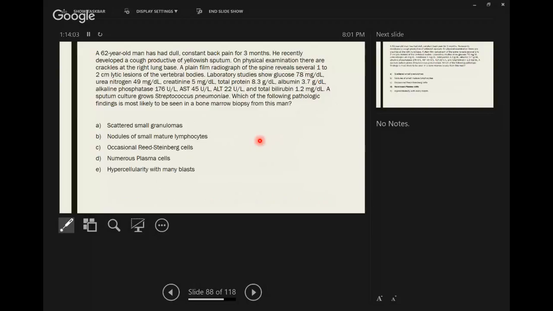What's the answer? This is a tough one. Multiple myeloma. And so what do you see in the bone? Yeah, well done. So plasma cells are what are affected in multiple myeloma. They produce the antibodies. And the plasma cells take over the bone marrow, which causes these lytic lesions.